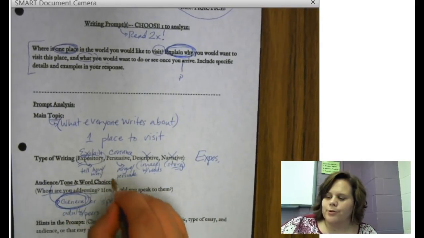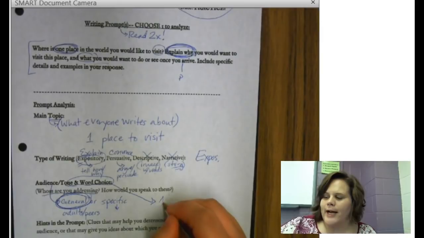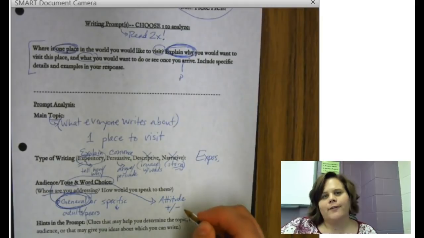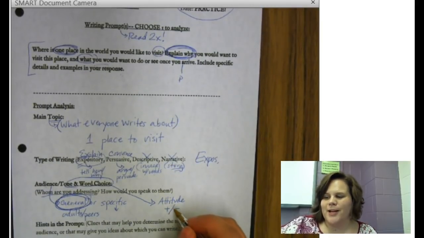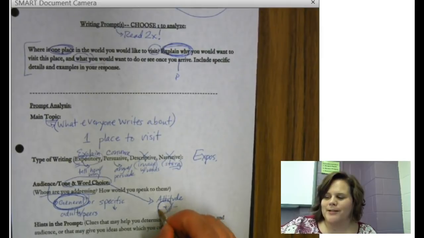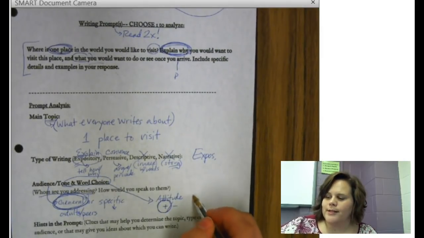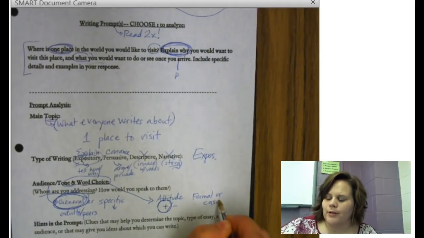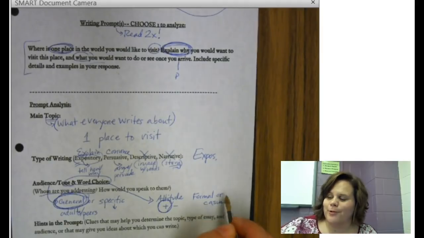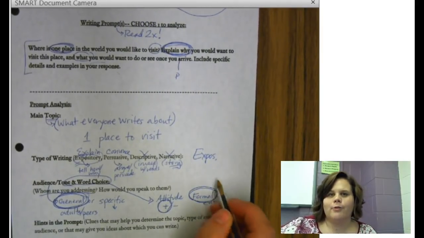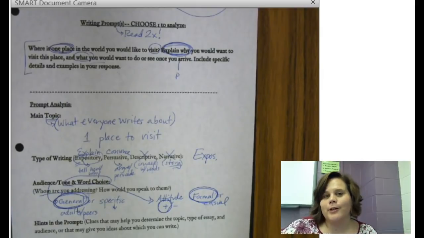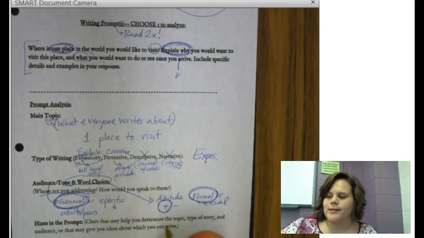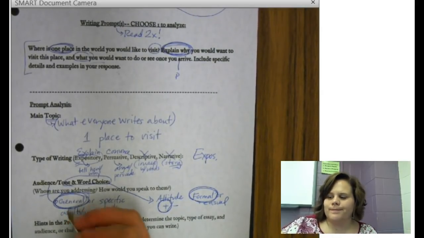Your tone and word choice means your attitude. Are you going to go with a positive or a negative attitude overall? And if you're talking about the best place to visit, you probably want to make it sound pretty good. Your word choice would either be formal or casual. Hint, it's always formal because you don't want to use slang. You want to make sure you have it well written and be eloquent and think it through. So we're going to write formally with a positive word choice to just kind of a general audience.